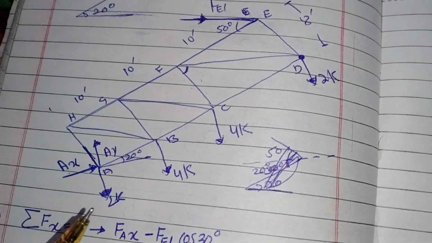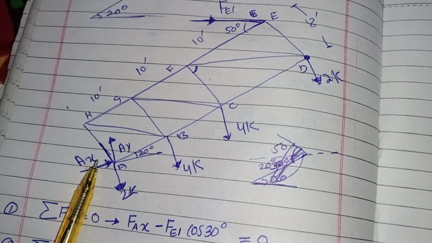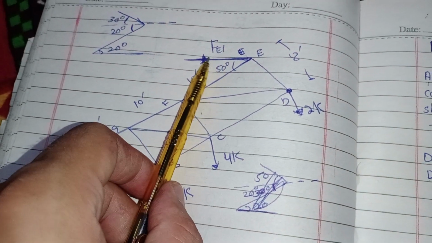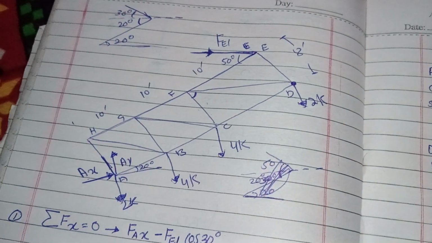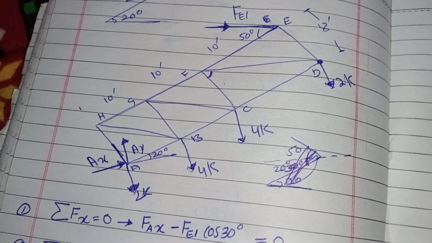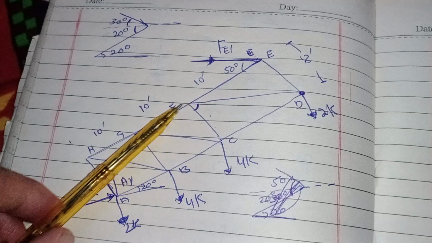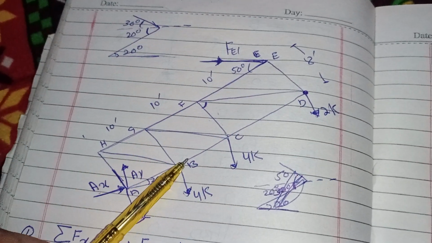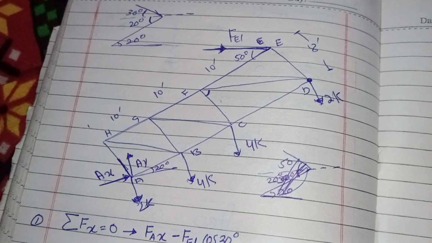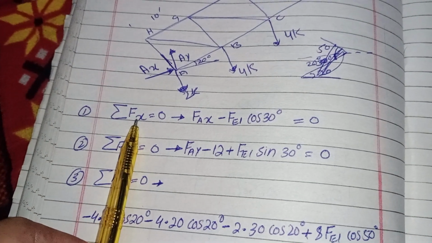In this, there is reaction force AX and reaction force AY, and there is also a reaction force FEI. There are three equilibrium equations: the summation of all vertical forces in this truss equal to 0, the summation of all horizontal forces equal to 0, and the summation of all moments about a fixed point equal to 0. First, the summation of all horizontal forces equal to 0.